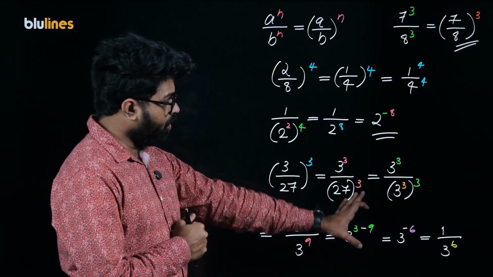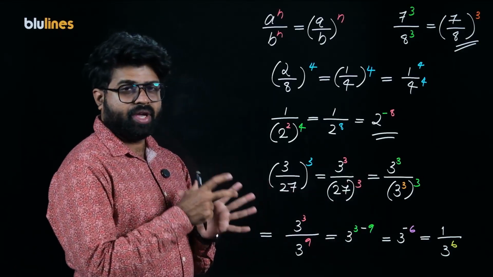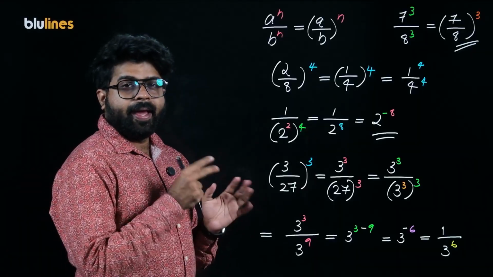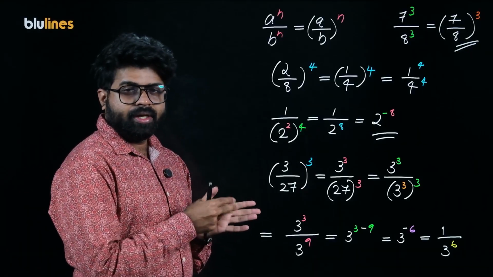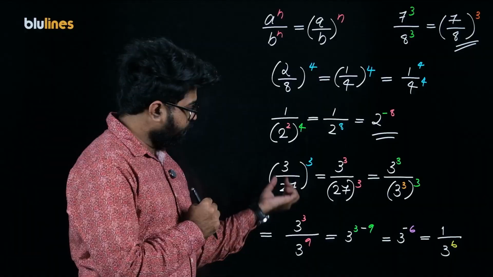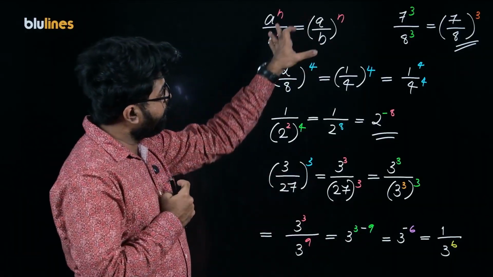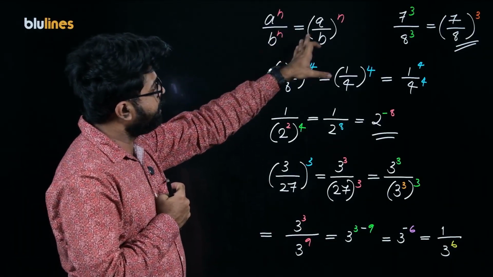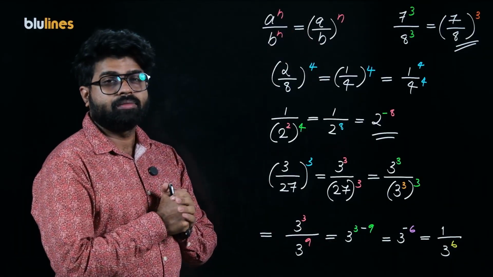So this is the way we tackle this problem. That means if we have different bases and the same power, we use this technique. That means a by b whole raised to n is equal to a raised to n upon b raised to n.